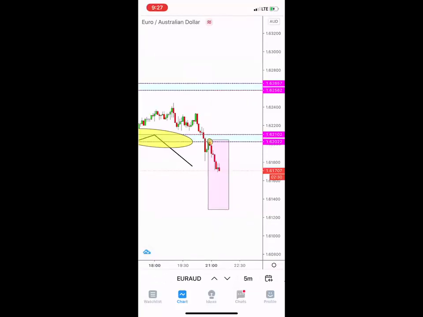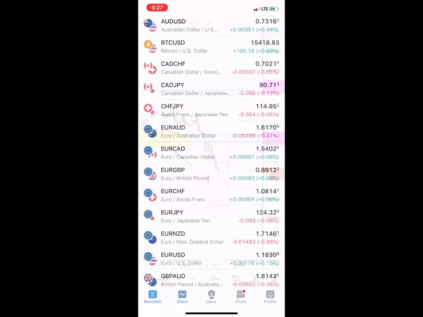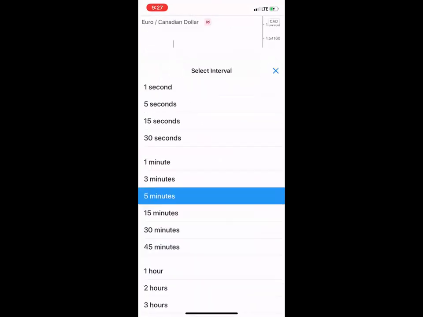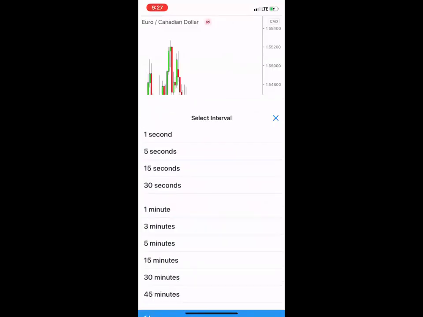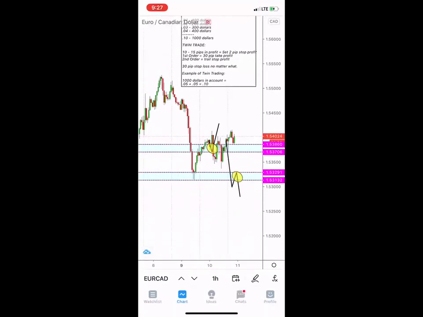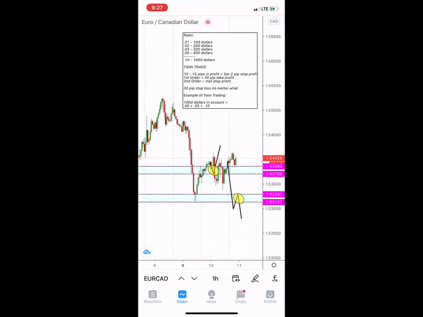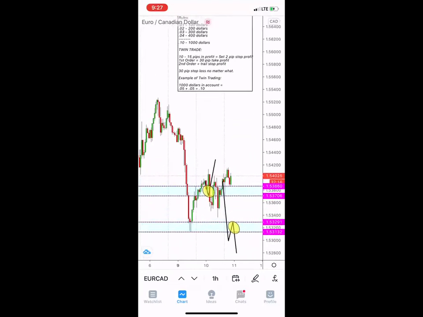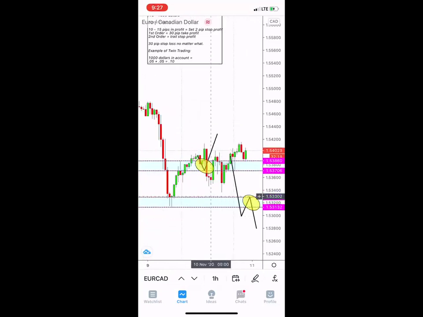Okay, so let's go. Euro CAD. Find it in the watch list here. Change this to 1 hour. Sweet. So again, for this one, as it was sent out into the chat, we can see a lot of indecision. So we could see a break, a retest, 10 to 15 pips, 2 pip stop profit was hit.